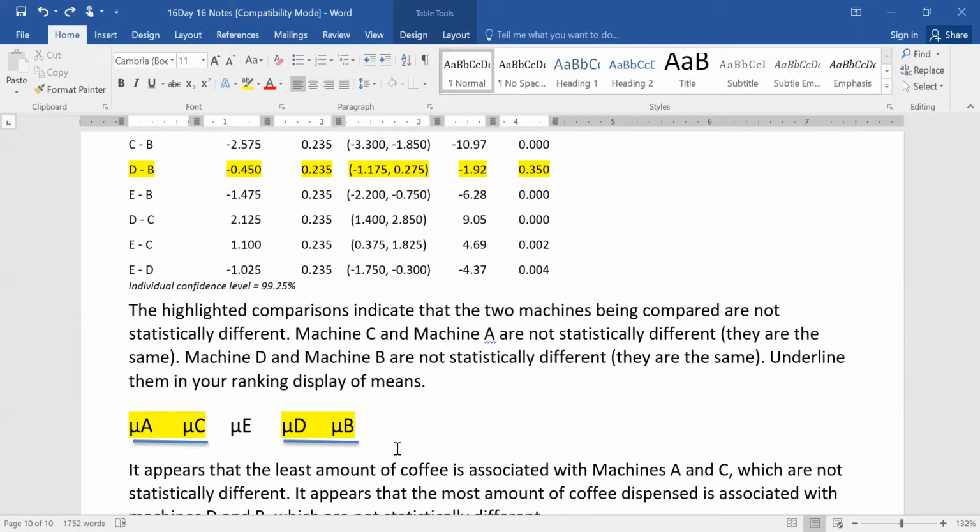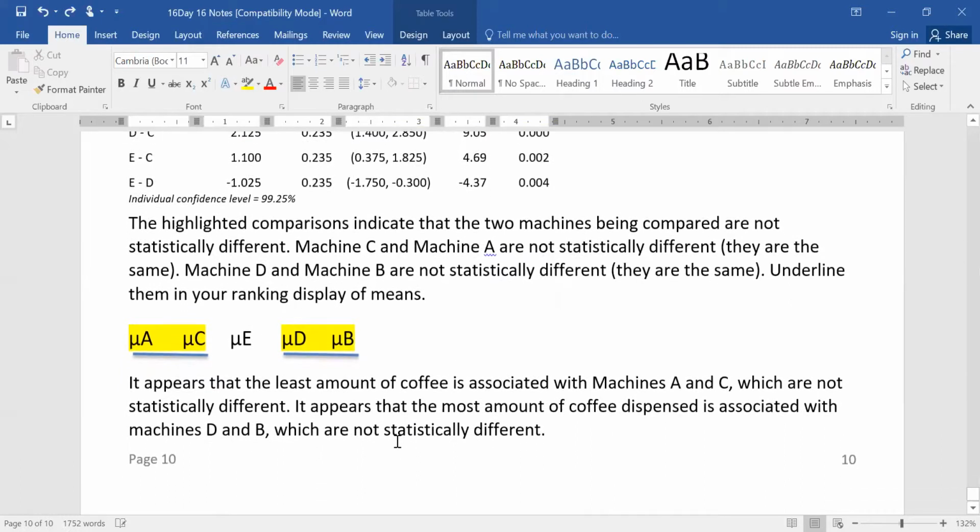Underline means that they are the same, and then I can go ahead and write right below it my conclusion about it. So it appears that the least amount of coffee that's being dispensed is associated with machines A and C, and those two are statistically the same and they're different from the others, right? Then it appears that the most amount is being dispensed from machines D and B, right? And those are statistically the same, but they're different from the other 3 machines. And that's how we're writing our conclusion.